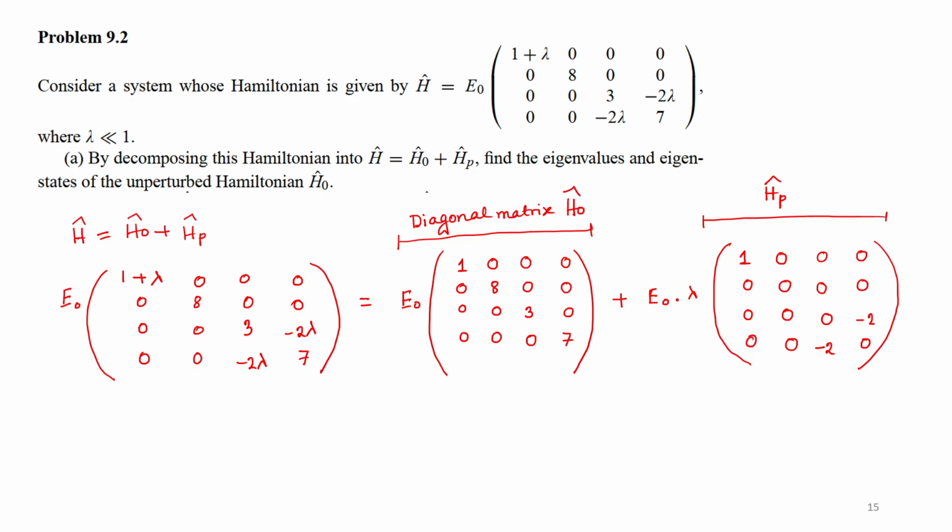So see, if this is your H naught, meaning the unperturbed Hamiltonian, you know your H naught psi naught is going to give you. I'm not writing E naught because that will be a misleading E.